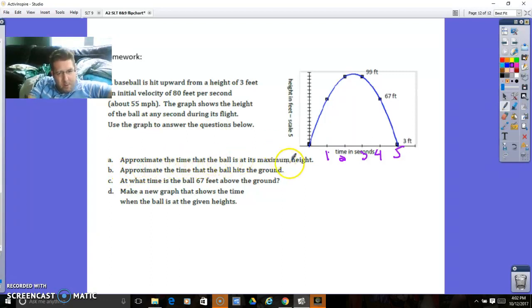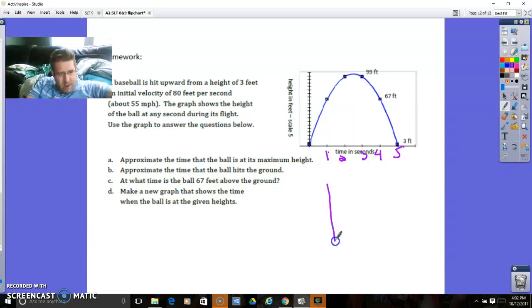All right, approximate the time the ball would hit its maximum height. That's between the second and the third second, so about 2.5 seconds. Approximate the time the ball hits the ground. 5 seconds, give or take. It's approximate. It'll be a little bit further because it's actually 3 feet above the ground. At what time is the ball 67 feet above the ground? At 1 second and 4 seconds.